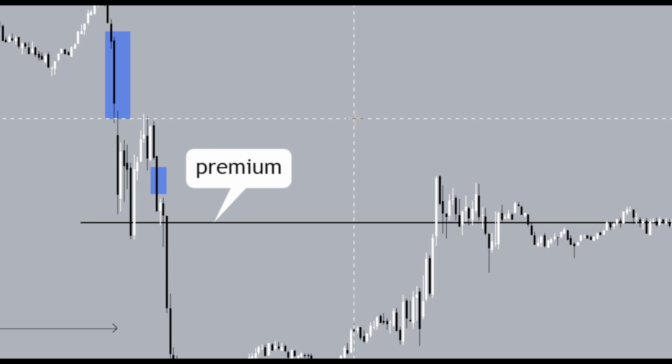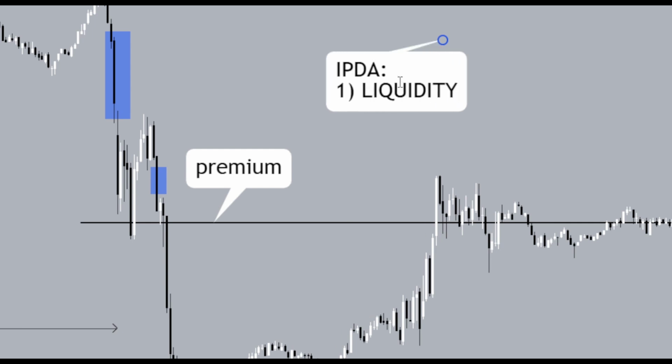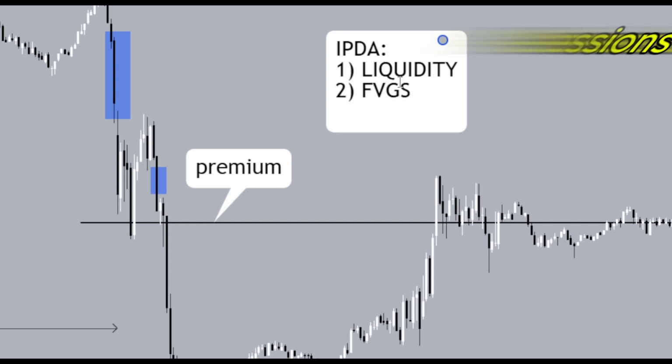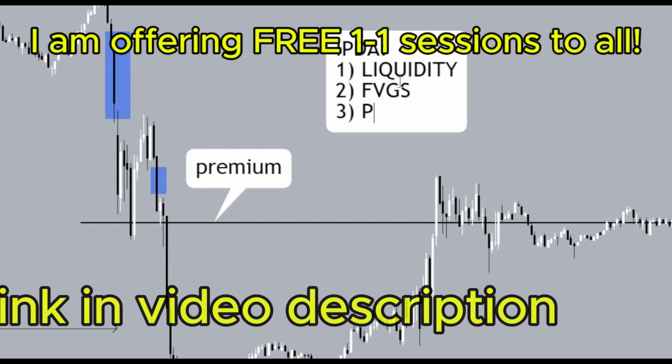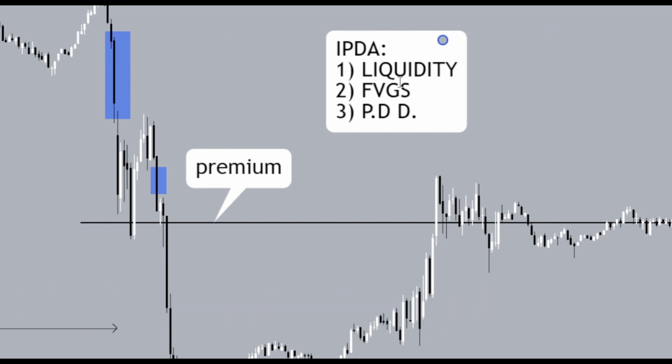When things lie in a premium, we understand that from an interbank price delivery algorithm perspective, the IPDA seeks three things. I apologize. The first thing is liquidity. The second thing is fair value gaps. And the third thing it seeks is to move from a premium to a discount, or in this particular case study, a discount up to a premium. Premium to discount, discount back up to premium. These are the most fundamental driving factors of the interbank price delivery algorithm.